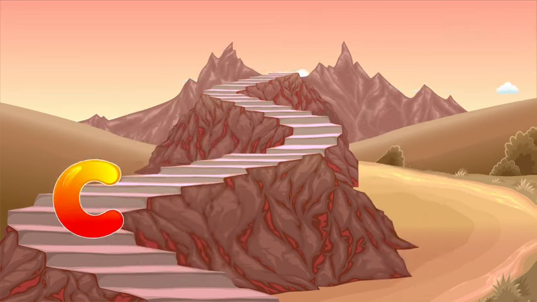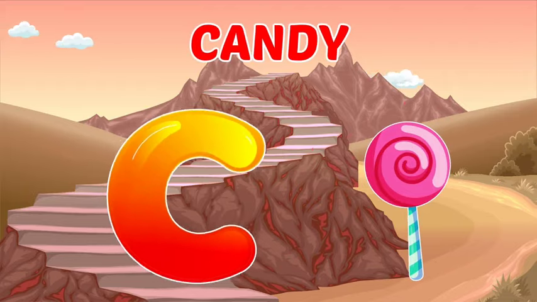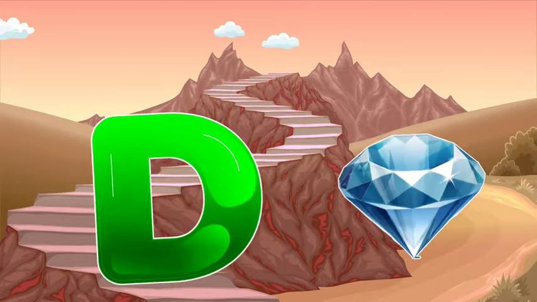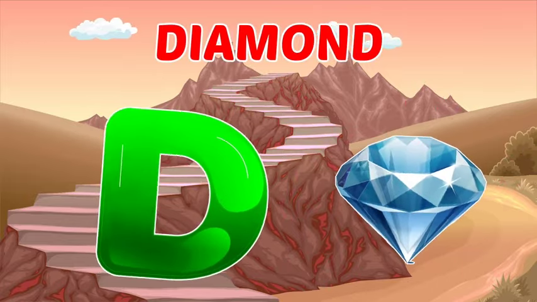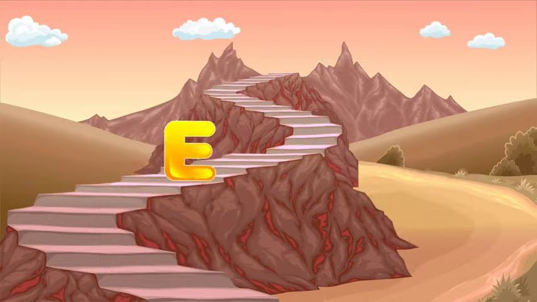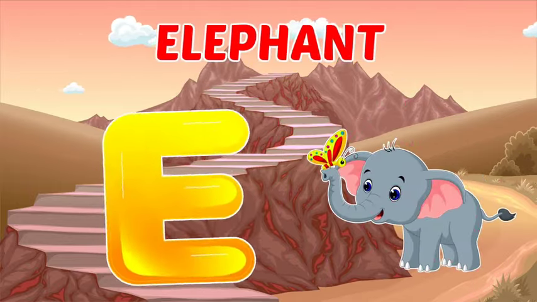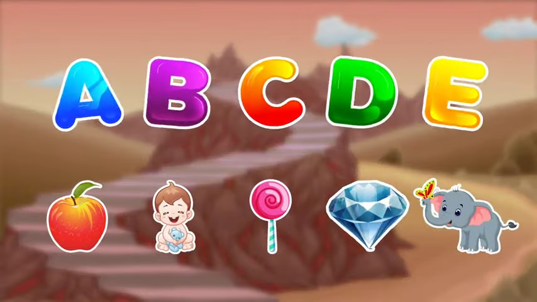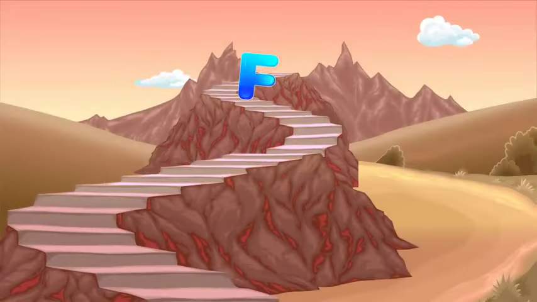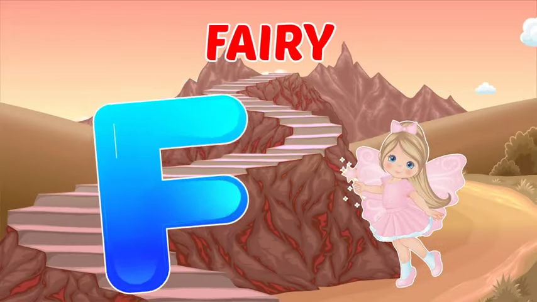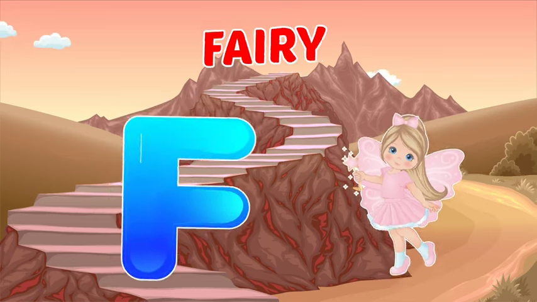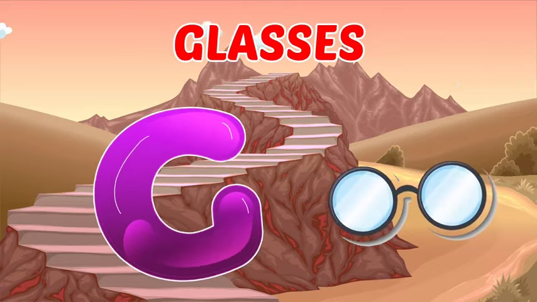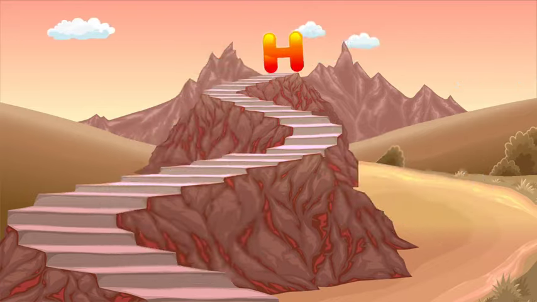C is for candy. Diamond, d, d, diamond. E is for elephant, e, elephant. Fairy, fairy. F, fairy. G is for glasses. G, g, glasses. H is for hand.